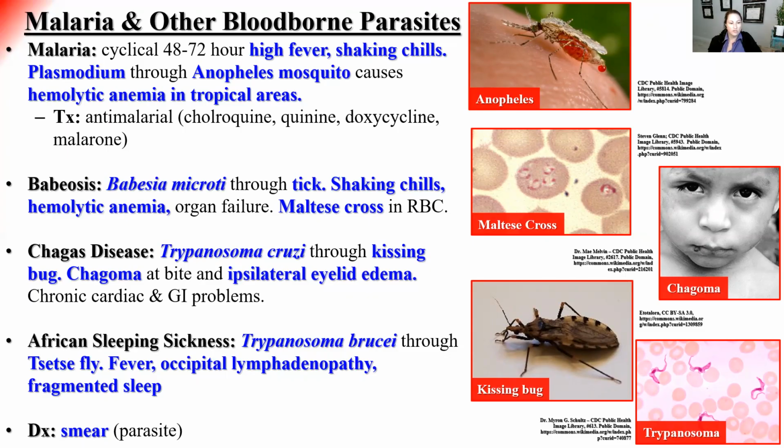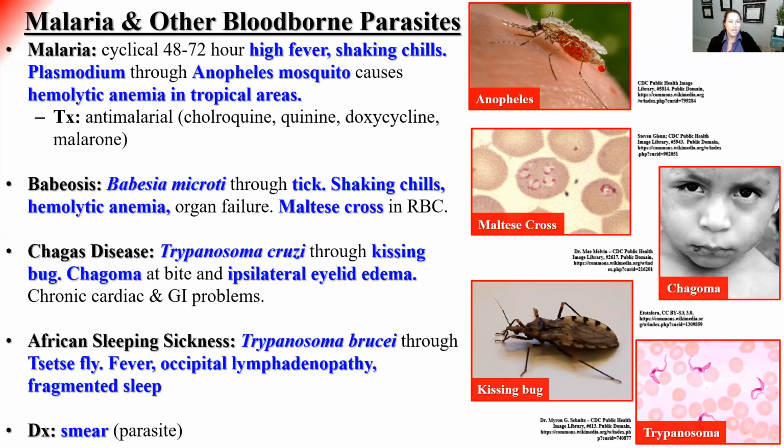Finally, we have Trypanosoma brucei. Brucei, this is through the tsetse fly. That's tsetse, not TSE, tsetse fly. This can cause fever, occipital lymphadenopathy, and fragmented sleep. That's why it's called African sleeping sickness. So these are all bloodborne parasites that we may see in this hematology unit.